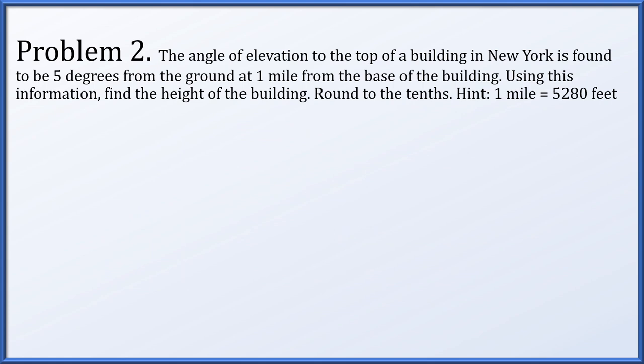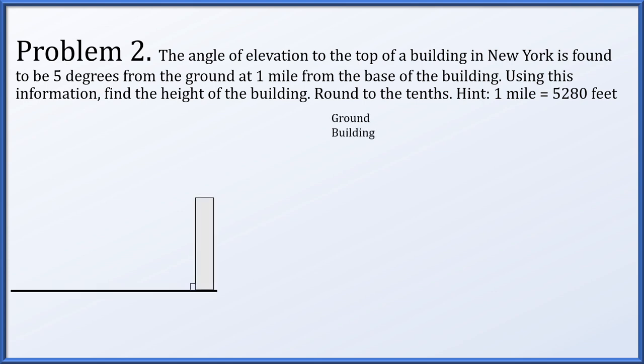In problem 2, the angle of elevation to the top of a building in New York is found to be 5 degrees from the ground, 1 mile from the base of the building. Using this information, find the height of the building and round to tenths. Hint, 1 mile is 5,280 feet, which I guess means we're going to be converting everything to feet, although that wasn't specifically asked for. But okay, let's draw our ground.